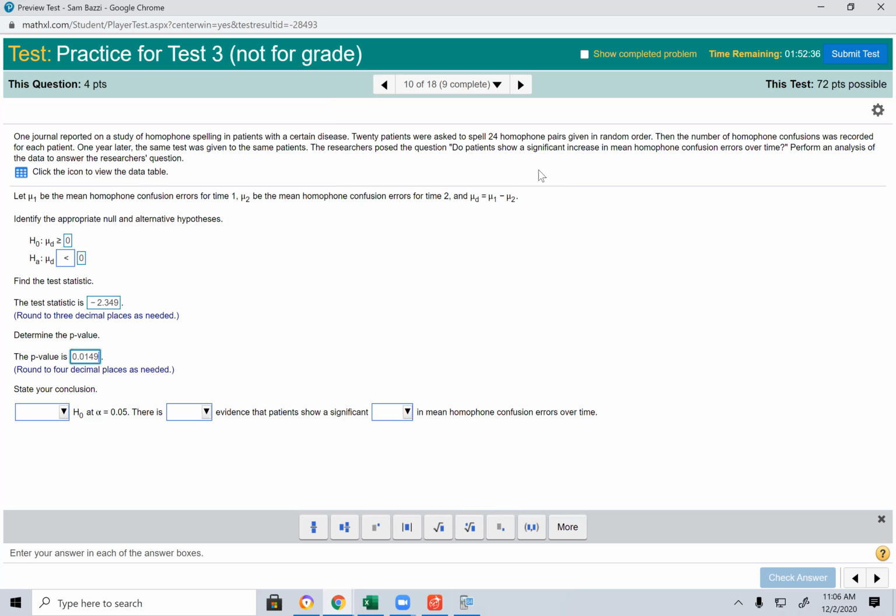And what's alpha here? He didn't give us alpha here, so I'm gonna use 5%. So it is less than 5%, so you reject H0. Oh, alpha, yeah, it is 5%, sorry, it's right here. So there is sufficient evidence to show a significant increase in the mean.